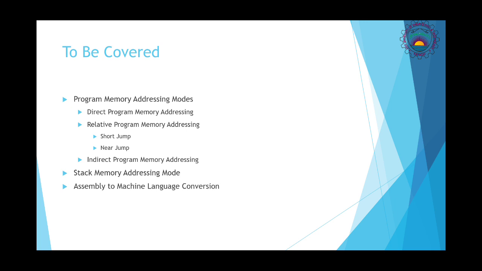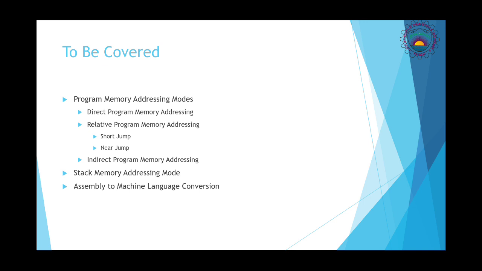In this lecture, we are going to discuss first of all program memory addressing modes. The first program memory addressing mode is direct program memory addressing. That mode deals with the far type of instructions, and the full 1 megabyte memory will be in reach during direct program memory addressing. The second type is relative program memory addressing, and there are two types of jumps in this type of addressing: short jump and near jump. Both will be discussed by using some examples.